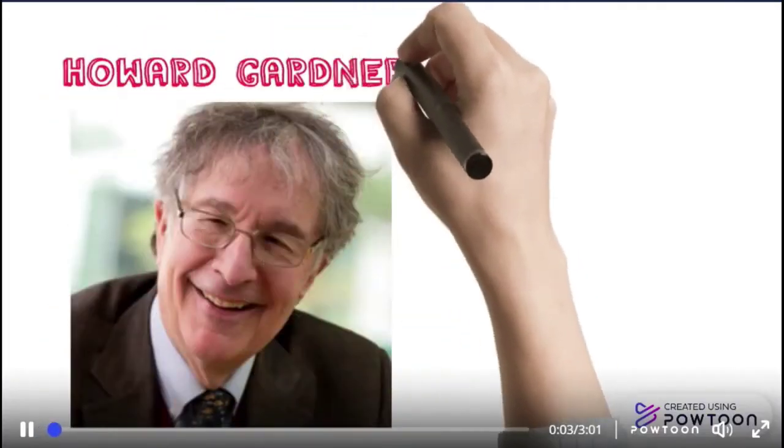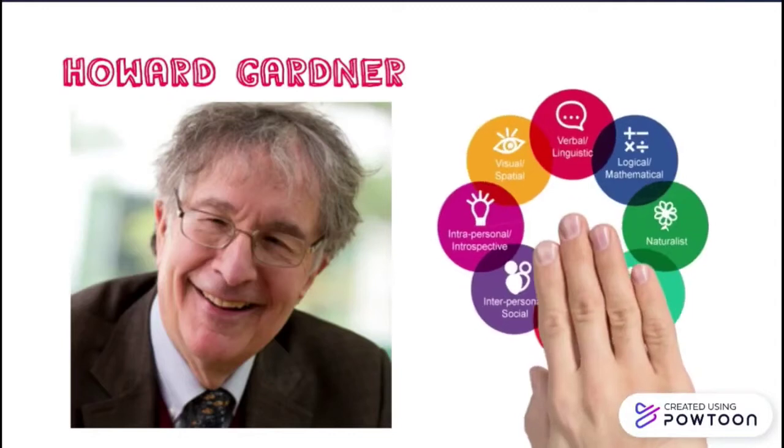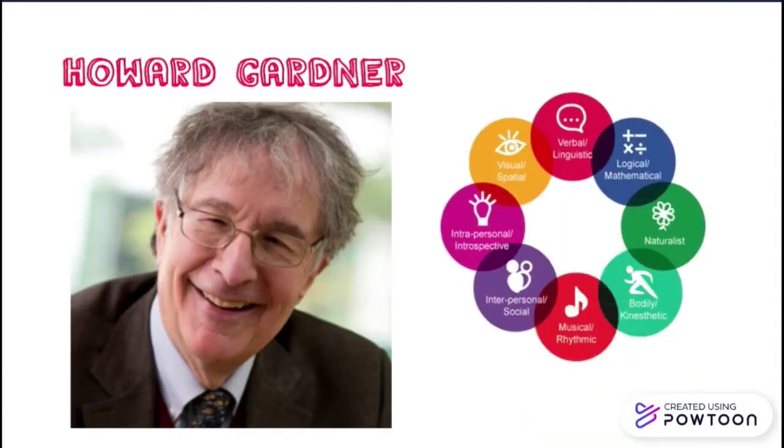Gardner was dissatisfied with the concept of IQ and its unitary view of intelligence, so he identified 8 aspects of intelligence. First, we have the verbal-linguistic, which focuses on language, logical-mathematical, visual-spatial, naturalist, musical or rhythmic, bodily-kinesthetic, interpersonal, which focuses on the ability to understand other people, and intrapersonal, which is the ability to understand oneself. So those are the 8 aspects of intelligence by Howard Gardner, which are included in the learning styles of the learners.